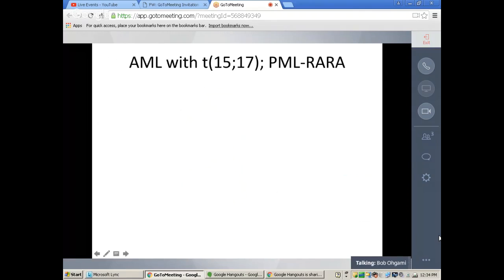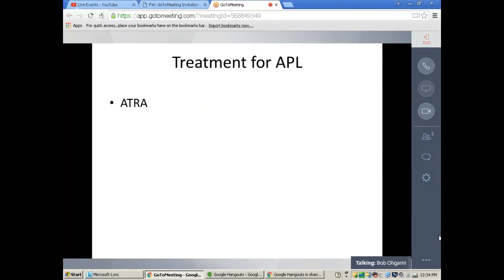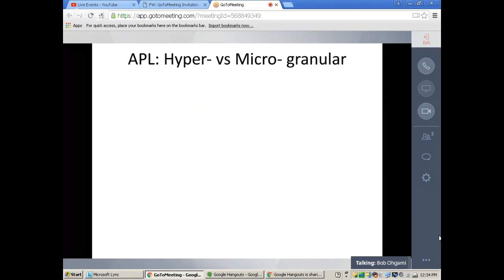So we know the diagnosis of an AML with a 15;17 translocation, or acute promyelocytic leukemia. The treatment for APL, as most of us are aware, is ATRA, or all-trans-retinoic acid, which will help to differentiate the blast, the indication of the problem.